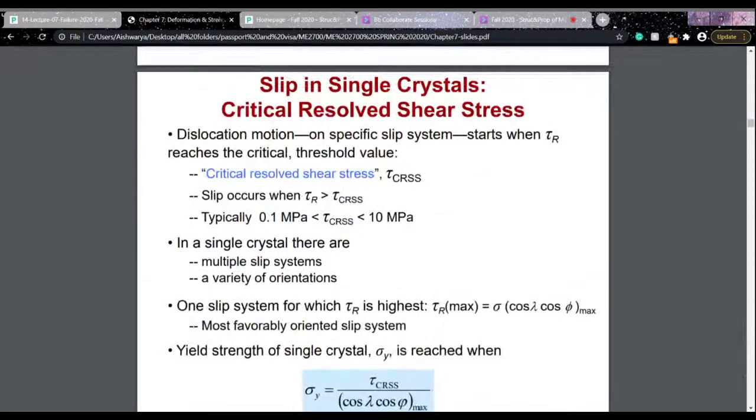So the critical resolved shear stress is the minimum stress that is required for slip to occur.